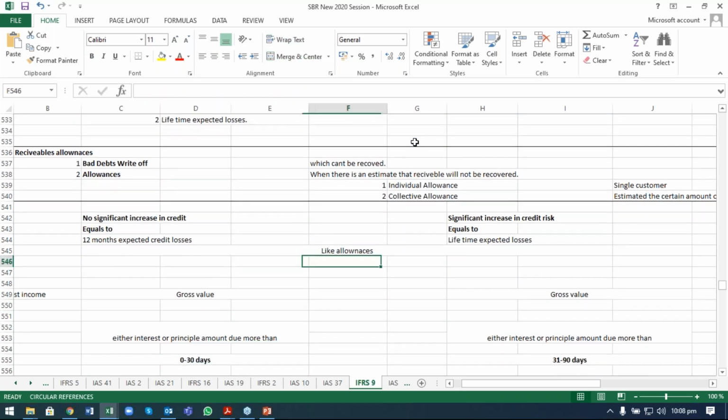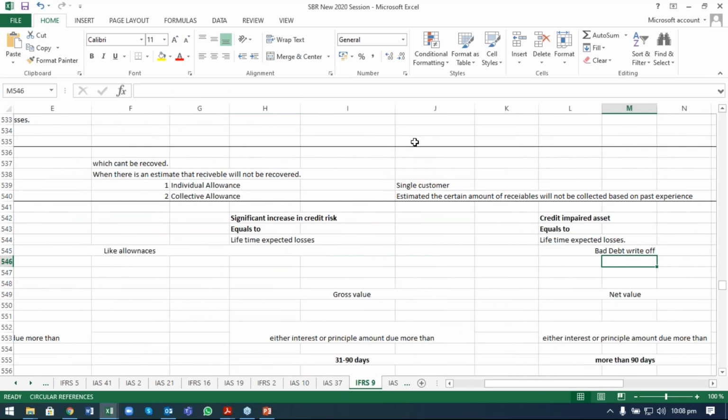This is the criteria. Now I'm moving on to the credit impaired asset. If it is a credit impaired asset, you have to calculate the lifetime expected losses on that specific instrument, and it should be treated like a bad debt write-off. You have to decrease the value of your financial asset with this impairment, right? And now, as the value of the financial instrument has declined, the interest should always be calculated based on the net value of the instrument rather than on the gross value of that instrument, right?